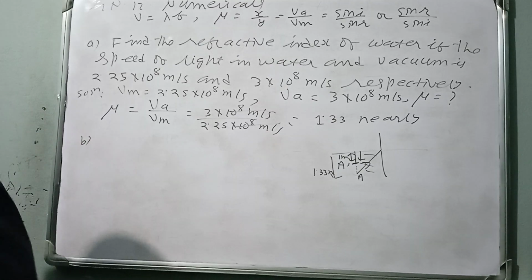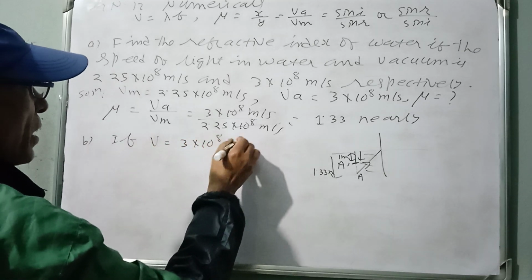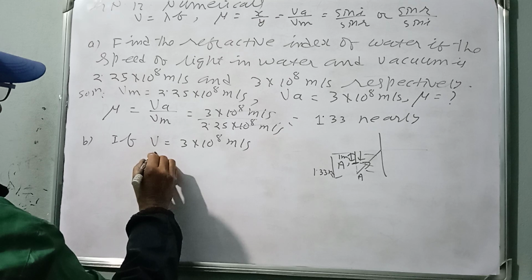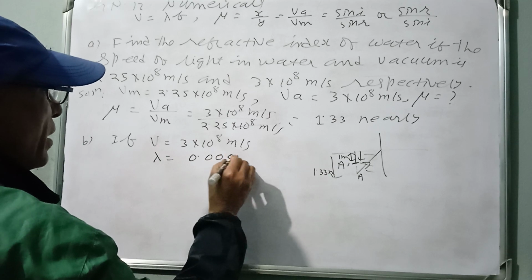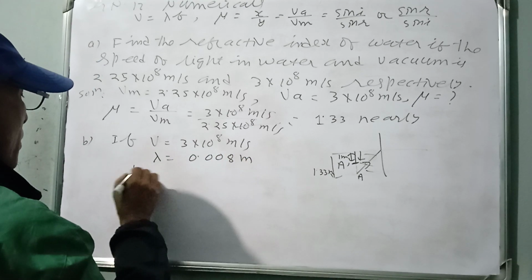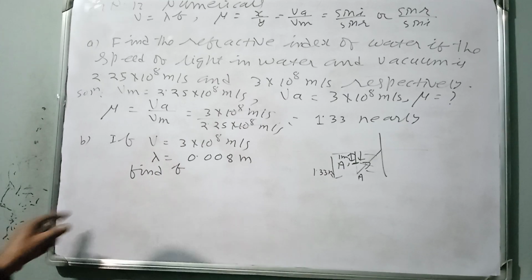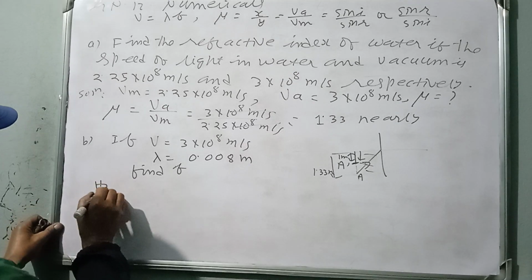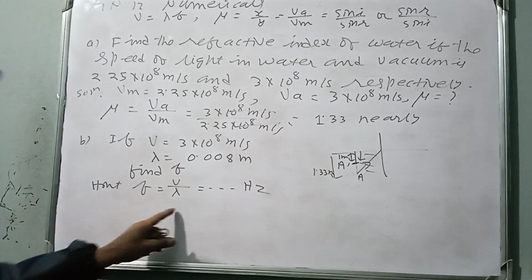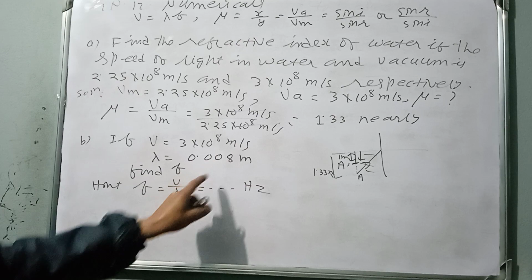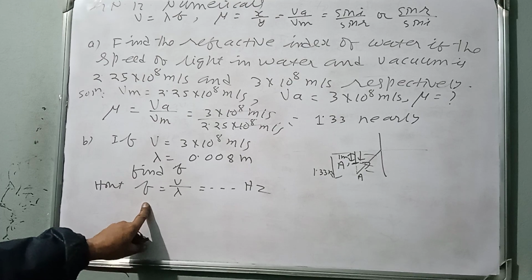Another question. See, if velocity of light, red light 10 to the power 8 meter per second. See, I write in short form and say wavelength equals say 0.008 meter. Find what? Frequency. Find frequency. Formula hint: F equal V by lambda, hertz. This by this divide, use a calculator. The SI unit of frequency is hertz.